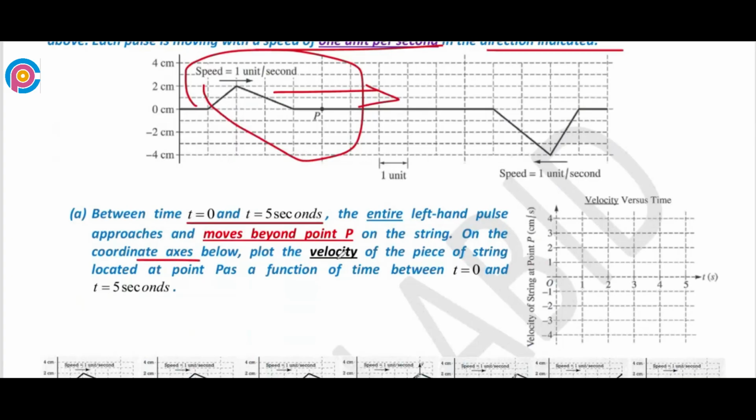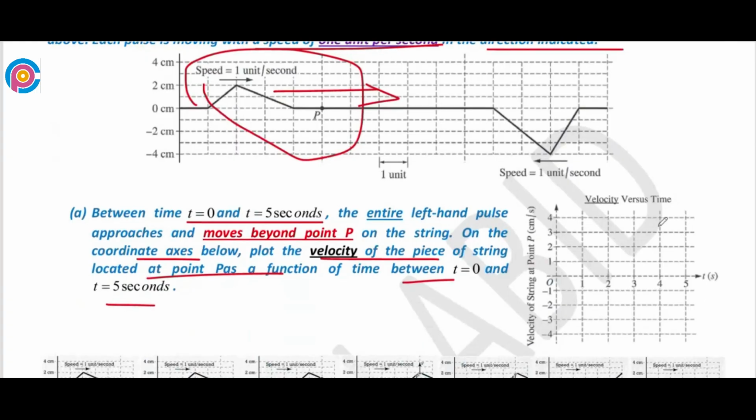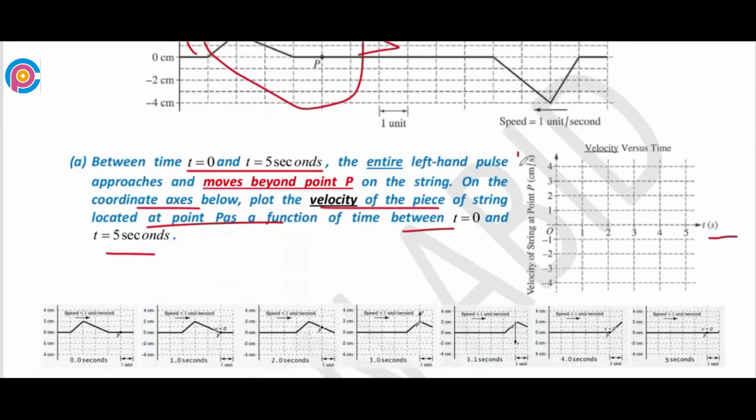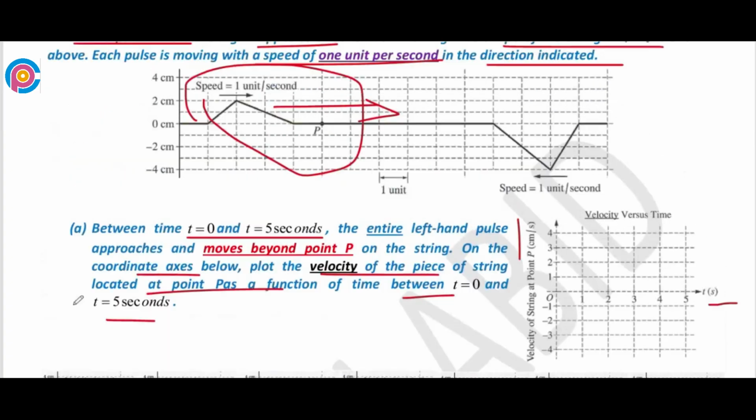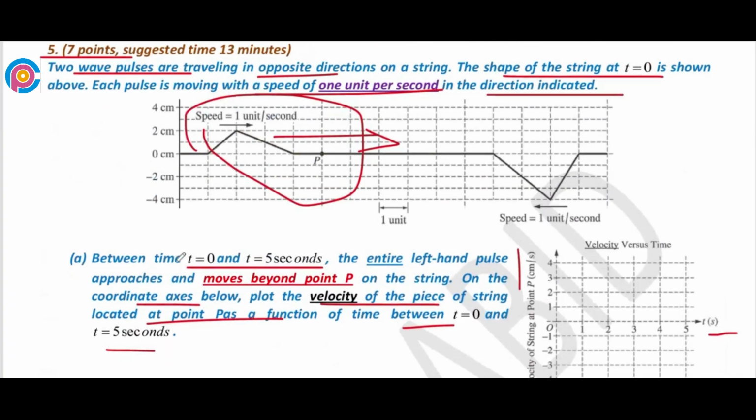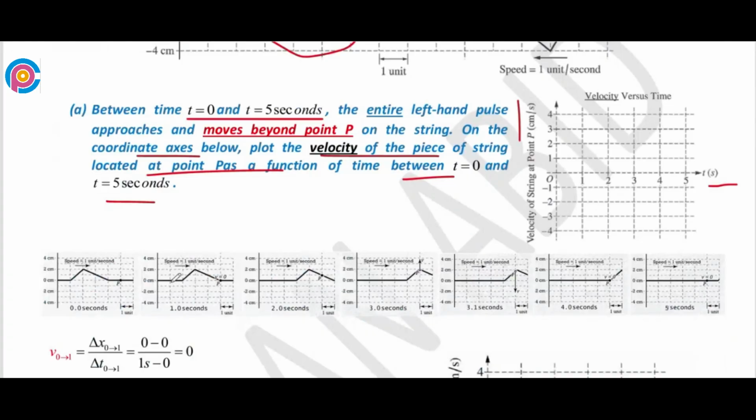On the coordinate axis, plot the velocity of the piece of string located at P as a function of time between t0 and t5. This is the velocity-time graph. If we consider the movement at the initial time, this is the situation as given at this point. Now, after 1 second, it moves 1 unit ahead. The point P is still at its original position, no movement.